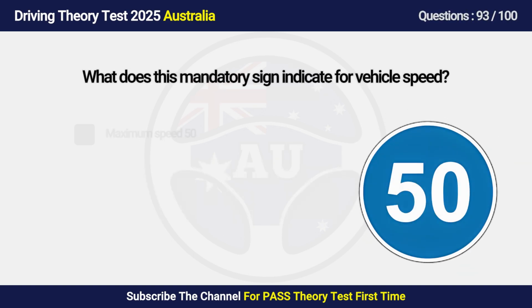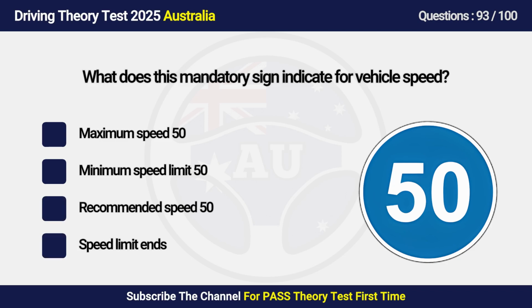Question 93. What does this mandatory sign indicate for vehicle speed? A. Maximum speed 50. B. Minimum speed limit 50. C. Recommended speed 50. D. Speed limit ends.